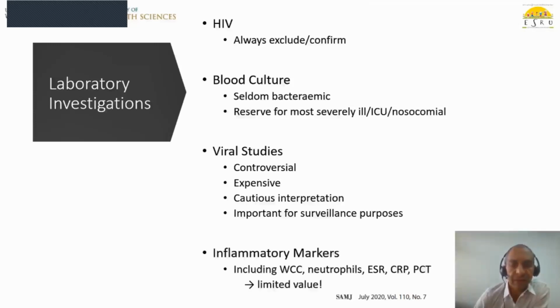What about inflammatory markers? A wide variety of inflammatory markers have been looked at and continue to be looked at with respect to particularly differentiating bacterial from viral pneumonias. Unfortunately, we do need to continue looking for good biomarkers. Neither white cell count, neutrophils, ESR, CRP, or procalcitonin seem to be able to reliably differentiate bacterial from viral causes. They have some value in certain patients, but as a general rule, that value is fairly limited.